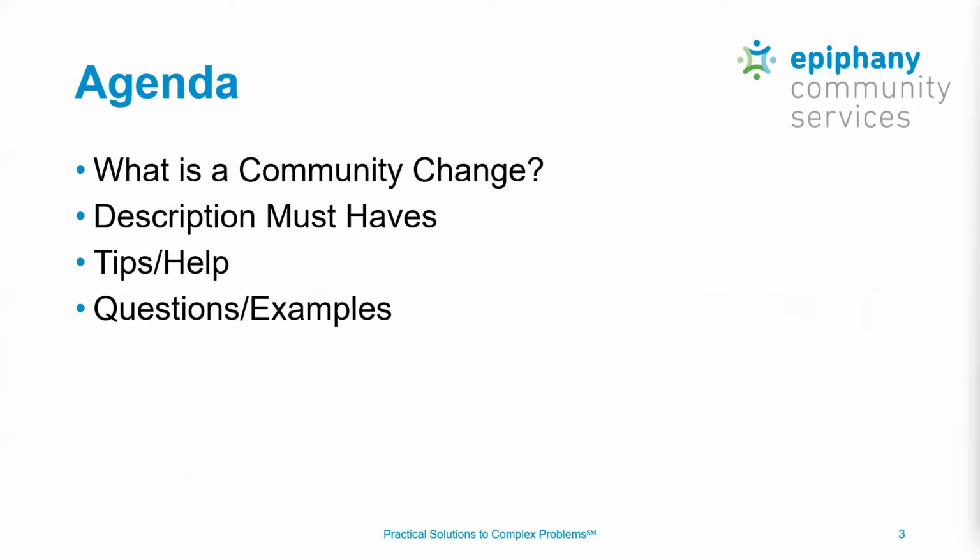We're going to talk about what is a community change, so kind of breaking it back down to the basics. And then we're going to get into description must-haves and talk about some examples, what makes it a good description, other things that you might want to add depending on what you're entering. We're then going to get into some tips and help. A lot of these tips come from our last webinar as well, simply because community actions and changes go hand in hand. And then lastly, we'll have some time for any questions, or if anyone has any examples of their own they would like to throw out there and we can talk about.